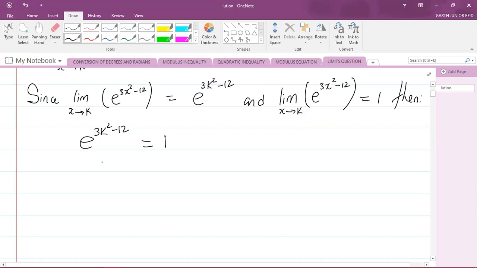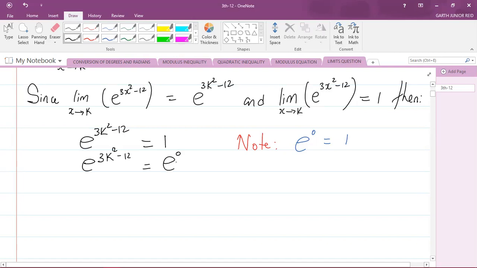How am I going to find k now? Well, you will have to use your knowledge of indices. Let me put some things here for you to note. You should note that e to the power of 0 is equal to 1. So e to the 3k squared minus 12 equals 1 can be written as e to the power of 0.